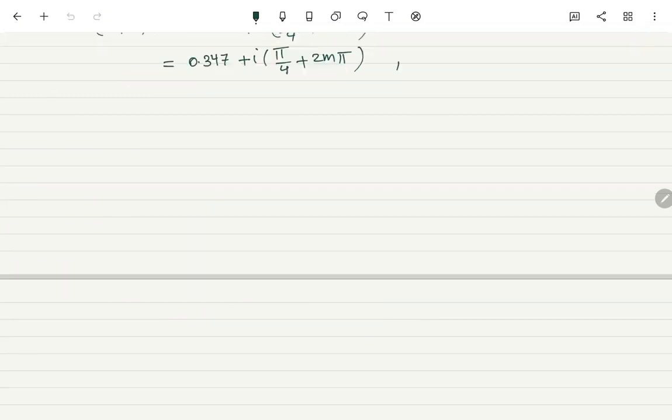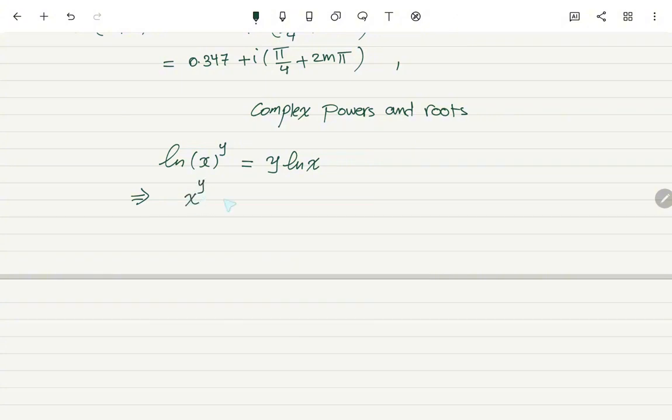Let's define complex powers and roots. If we have ln x to the power y, this actually equal to y ln x, and therefore if we take the exponential for both sides here, so x to the power y equal to e to the y ln x, or in other words, x to the power y equal to e to the ln x, all to the power y.